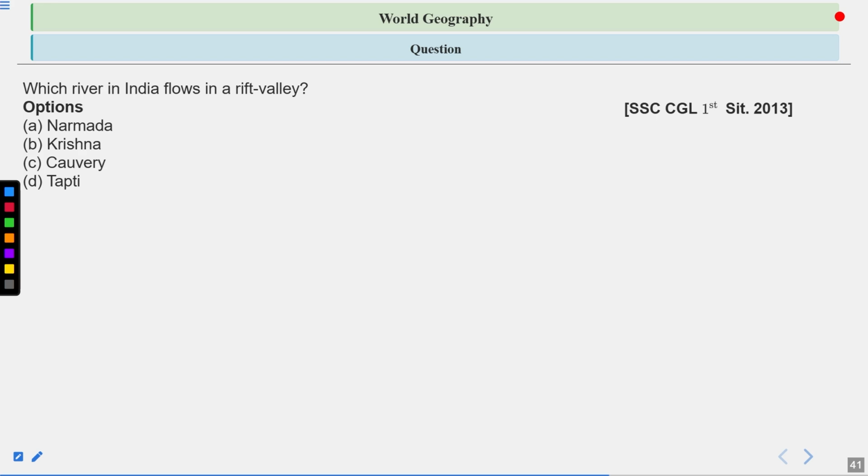Which river in India flows in a rift valley? The answer is quite simple here. The options are Narmada, Krishna, Kaveri, or Tapti.